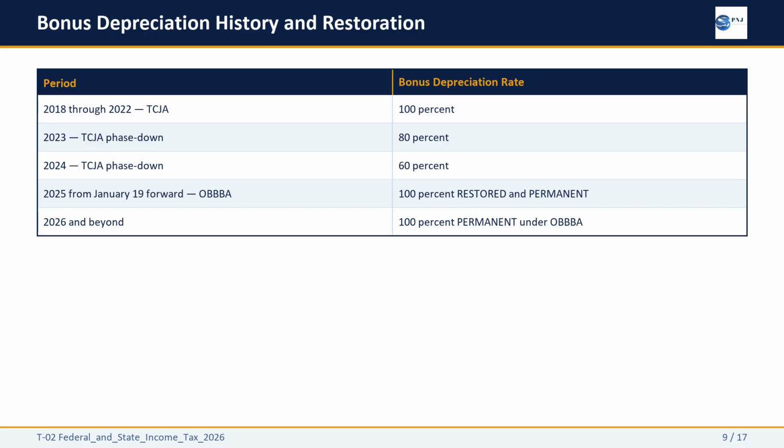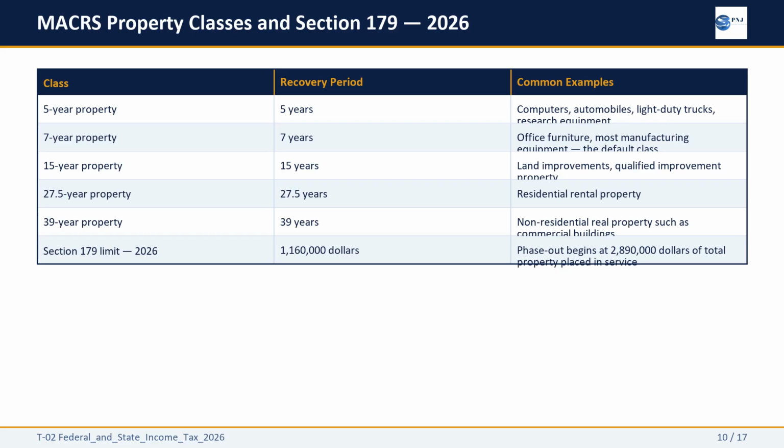Eligible property includes MACRS property with a recovery period of 20 years or less, computer software, qualified improvement property, and used property as well as new property. These are the standard MACRS property classes. 5-year property includes computers and vehicles. 7-year property covers most manufacturing equipment and office furniture and is the default classification. 15-year property covers land improvements and qualified improvement property. Residential rental property is depreciated over 27.5 years, and commercial buildings over 39 years.